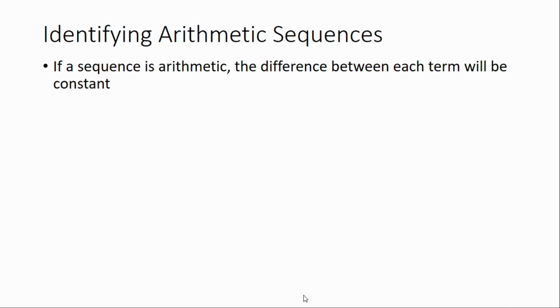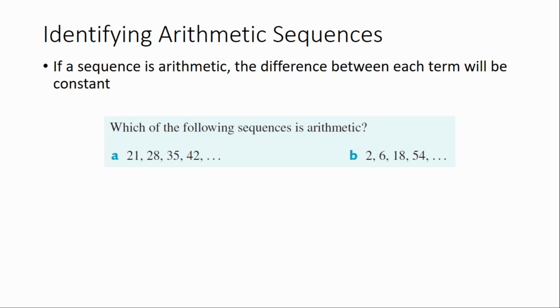Now moving on, we're going to learn how to identify arithmetic sequences. If a sequence is arithmetic, the difference between each term will be constant. Moving on to some examples, we need to find out which of these are arithmetic. Looking at this first one, we find the difference between each term. 21 to 28, we add 7. 28 to 35, we add 7. And 35 to 42, we also add 7. So we're adding a constant term. Because the differences between each term are the same, we call it an arithmetic sequence. That's just the model answer you could have on the bottom left.